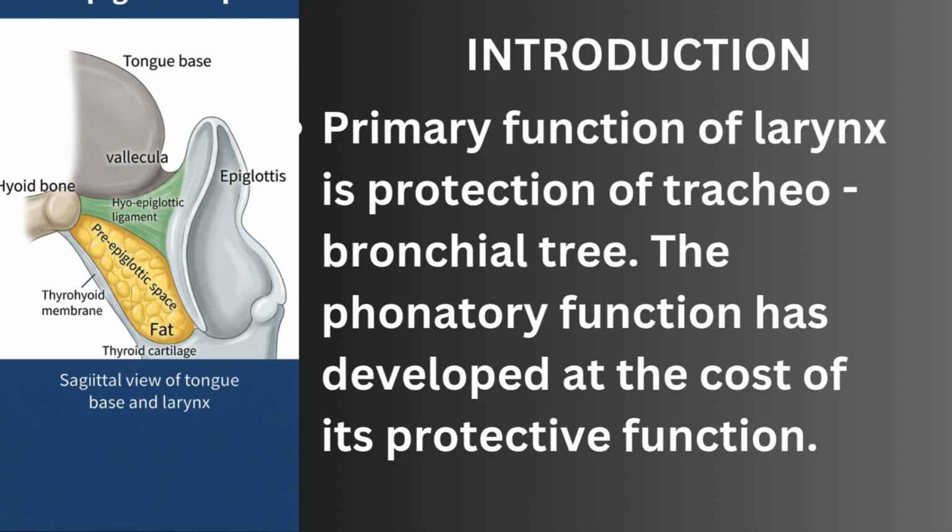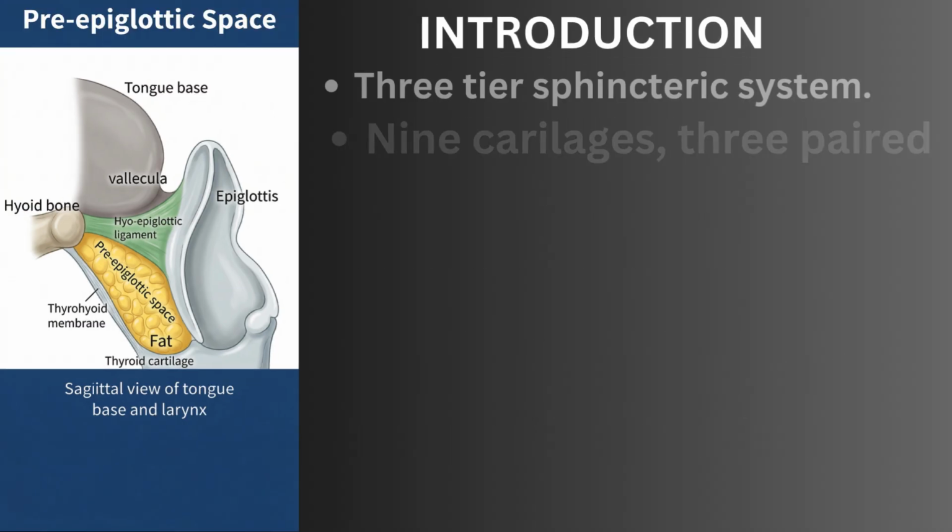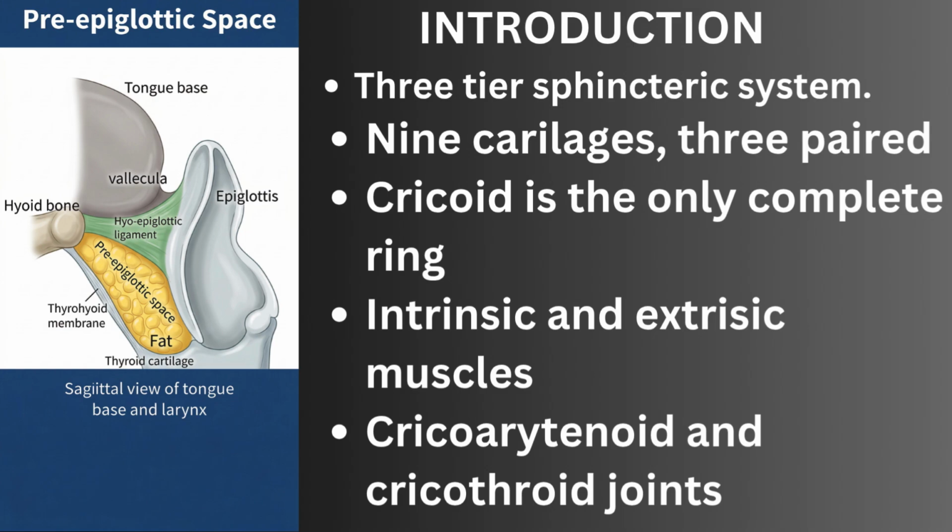The protection of the tracheobronchial tree is the primary function of the larynx. Some people have this misconception that it is the sound production. No, the primary function of the larynx is protection of the tracheobronchial tree.